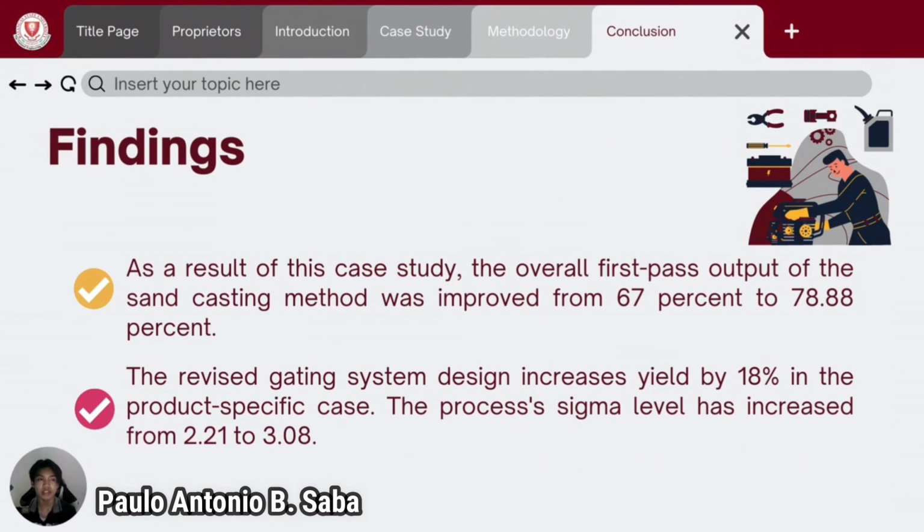And then for the findings, as a result of this case study, the overall first pass output of the sand casting method was improved from 67% to 78.88%. The revised gating system design increases yield by 18% in the product-specific case. The process sigma level has increased from 2.21 to 3.8.